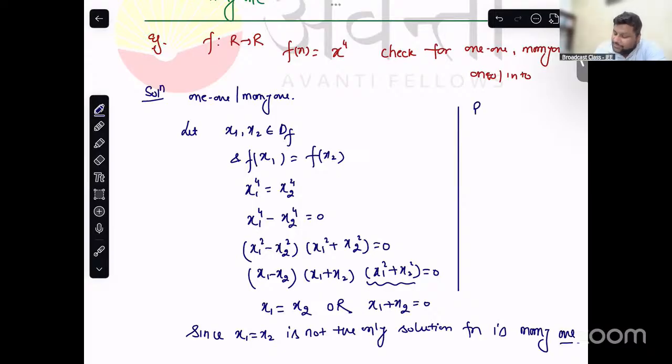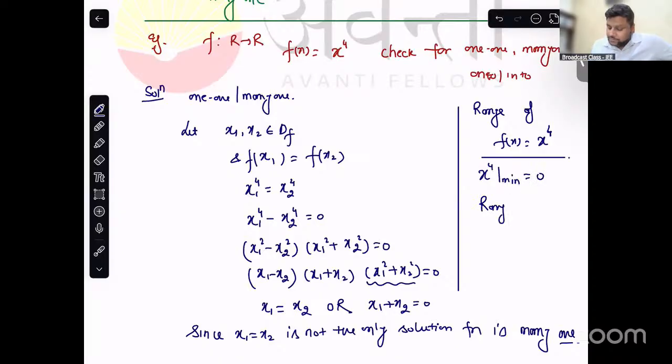Then if I check for the range of f(x), tell me what will be the minimum value of x to the power 4? Is it 0? Because it's a perfect square of x squared, so it can never be negative. Yes or no? So the minimum value of x to the power 4 is 0. So the range will be 0 to infinity.